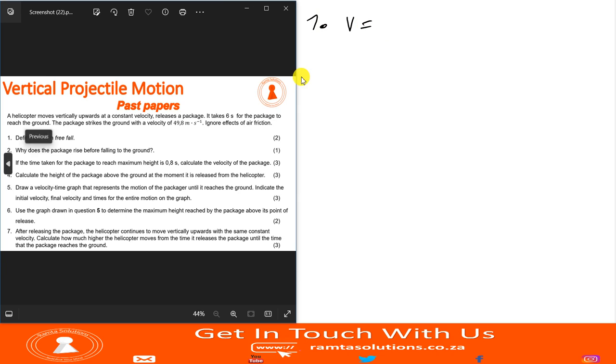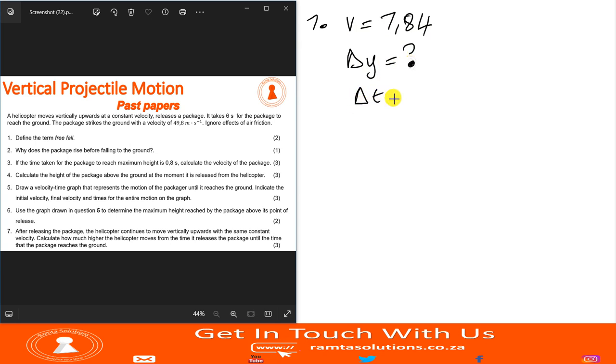We have the velocity, which is, remember, at question 2, we asked, why does the package rise before falling to the ground? Our answer was that this is because the package will be moving with the same velocity as the helicopter. And what is that? We got that value to be 7.84, the constant 7.84. Now, how much higher? Because you're going higher, you don't say delta x, so we're looking for delta y.